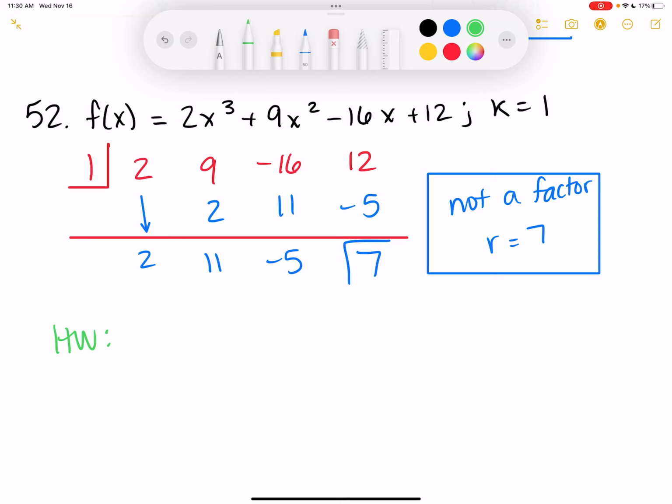Let's see. 7, 13, 27, 35, 43, 49, and 51.